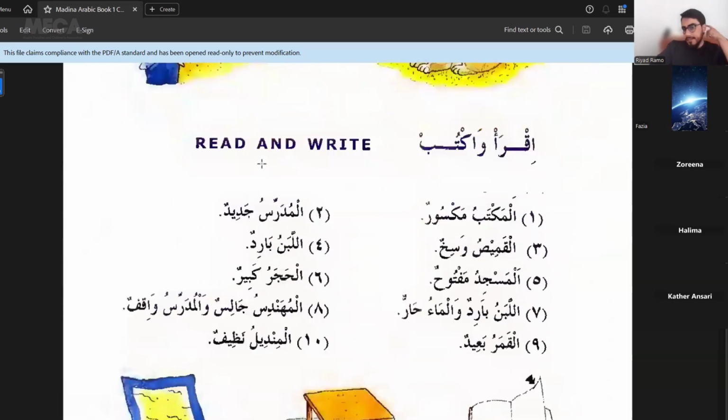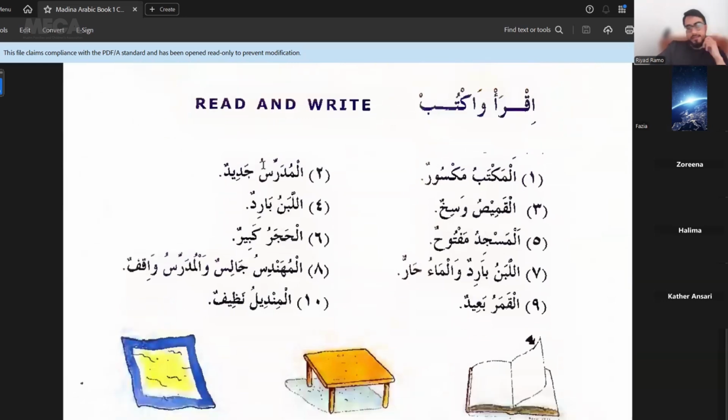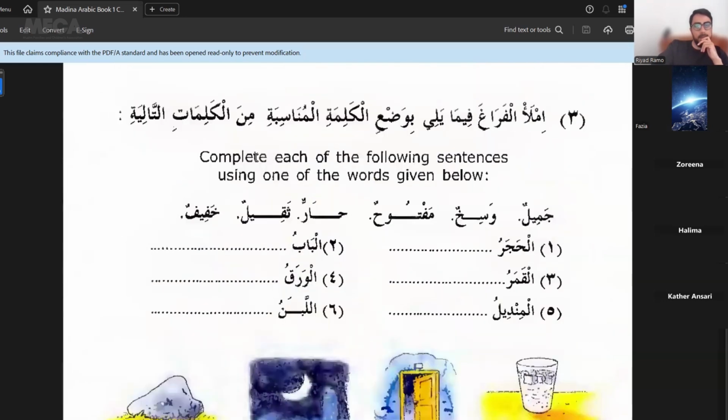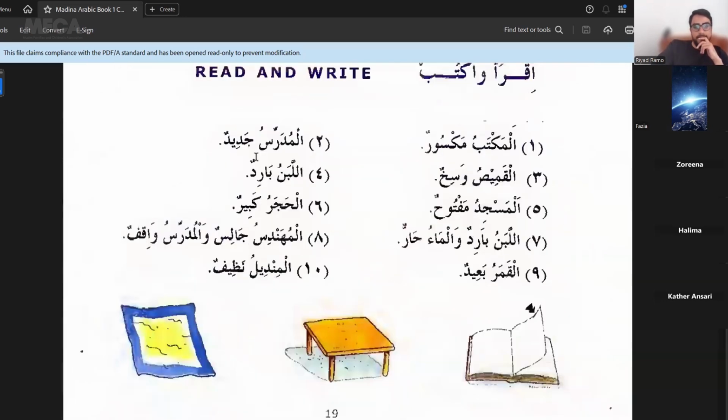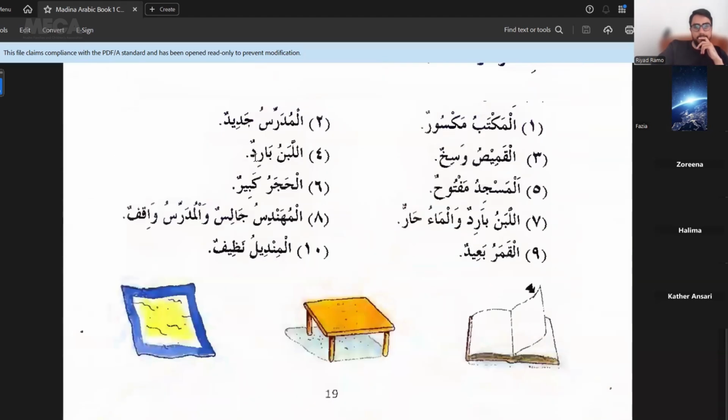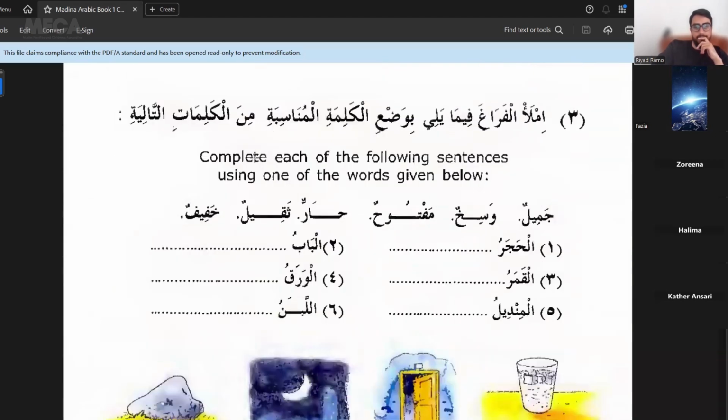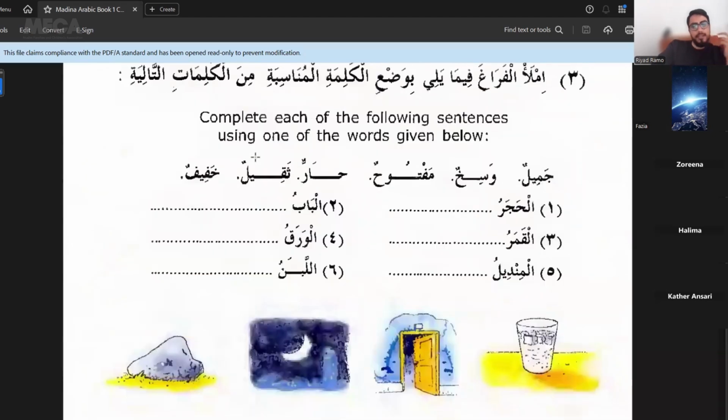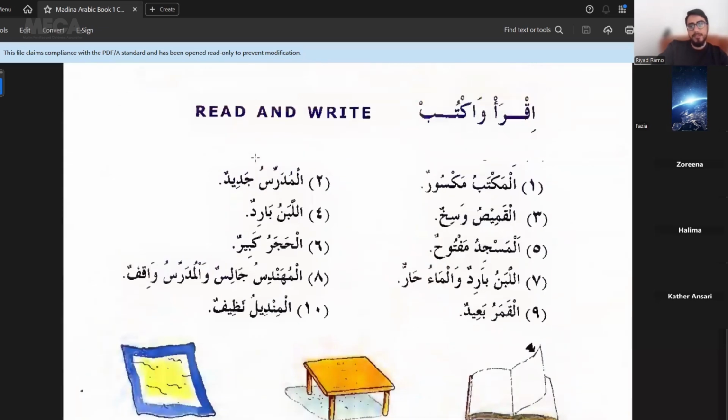So, read and write. Let me see. This is really supposed to be for homework. But okay, we can read it. We could do it together. We could skip anything that is repetition or easy. I'll just read it out, or we could just skip it. No problem. Okay, so let's read and translate together.